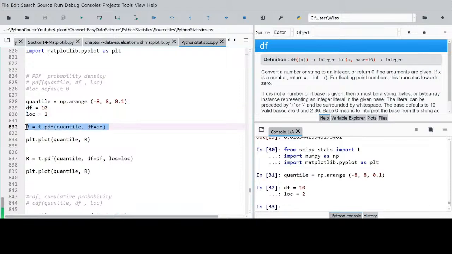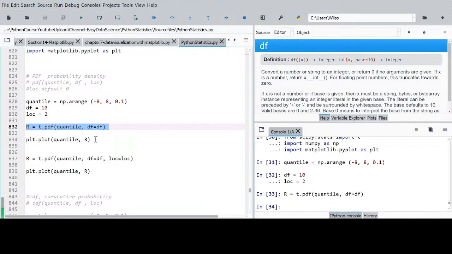Then we can use t.pdf to calculate the density value with the corresponding quantile value. Quantile here means the random variable has a t-distribution, and we have to calculate its density. We set df equals 10, but we use the default location now. Once calculated, we can plot the relationship between the quantile random variable and the corresponding density.